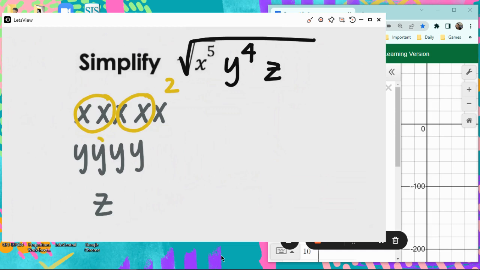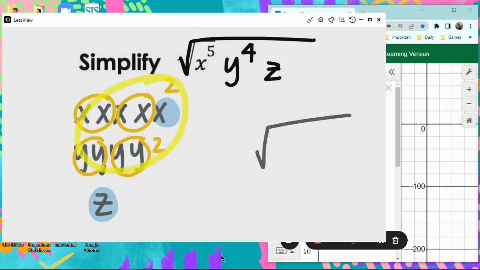My y's, 1 group, 2 groups. And my z, I can't do anything. It's all by itself. So the way that this one works, it's a little different. On the outside is going to be your groups. So for x, I made 2 groups. So I have an x2 on the outside. For my y's, I made 2 groups.